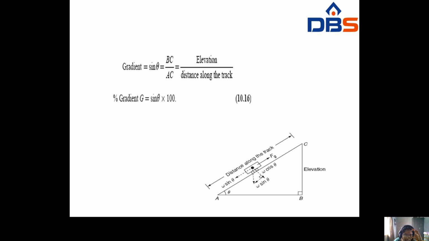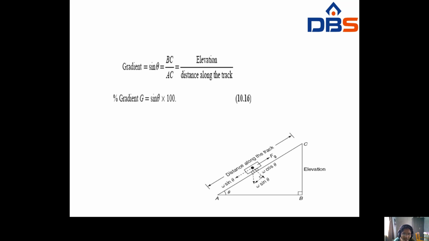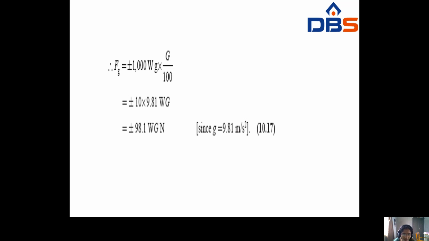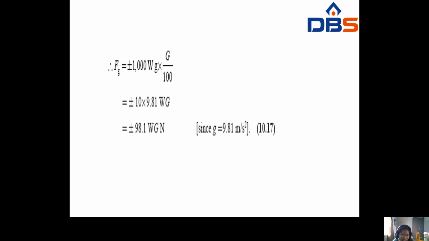From the percentage grade, sin theta into 100 gives G, so sin theta is nothing but G by 100. So you can get plus or minus 10 into 9.81 WG, since the gravity constant is 9.81 meters per second squared. Finally Fg will be plus or minus 98.1 WG newtons. Here W is the weight of the train in tons, and G is the percentage gradient.